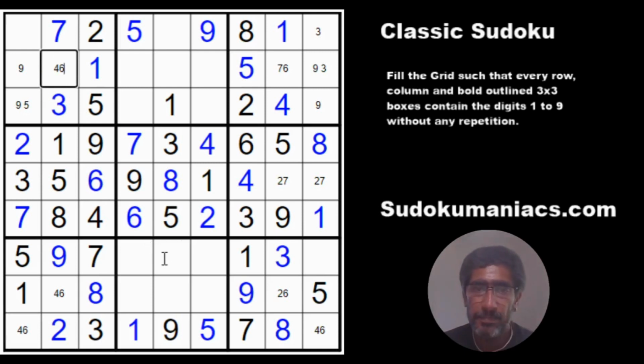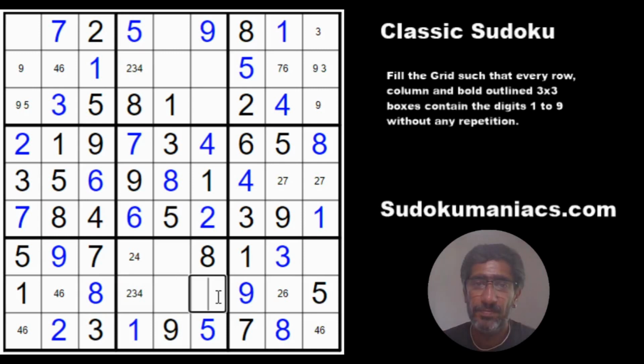Right? Now, what were we missing out here? Okay, this cell: 1, 2, 3, 4, 5, 6, 7 and 9. So this has to be an 8, and this becomes an 8. So missing numbers are 2, 3, 4. This is a 2, 4, 2, 3, 4, 2, 3, 4.